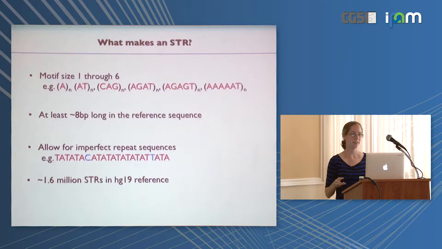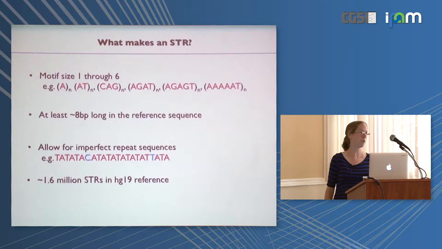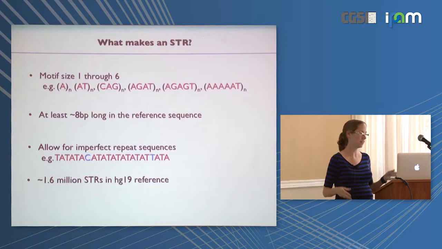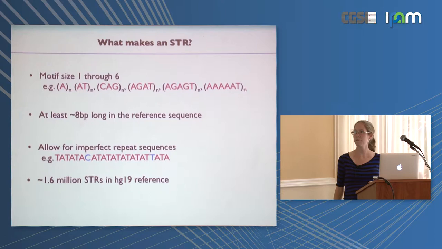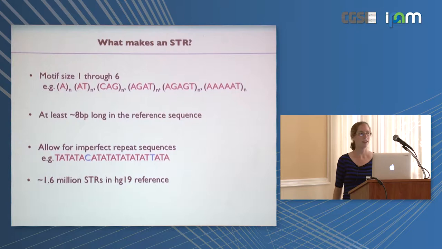Before we go on, I always like to say, what's my definition of an STR? If you talk to different people, you'll get different definitions. We look at things where the motif length is between 1 and 6 base pairs, so all the way from homopolymers, so AAAAA, which is actually really difficult, up to hexanucleotide repeats. If you put those all together, you get something about 8 base pairs long in the reference sequence. That's our threshold. Different people have different thresholds. We actually worked hard to find a threshold that makes sense. We do allow for imperfections in the repeat sequences. For instance, you can get some SNPs or indels within the repeat sequence itself. Sometimes that's still okay. And using our definition, we get about 1.5 million of these STRs if you look in the HG19 reference genome.